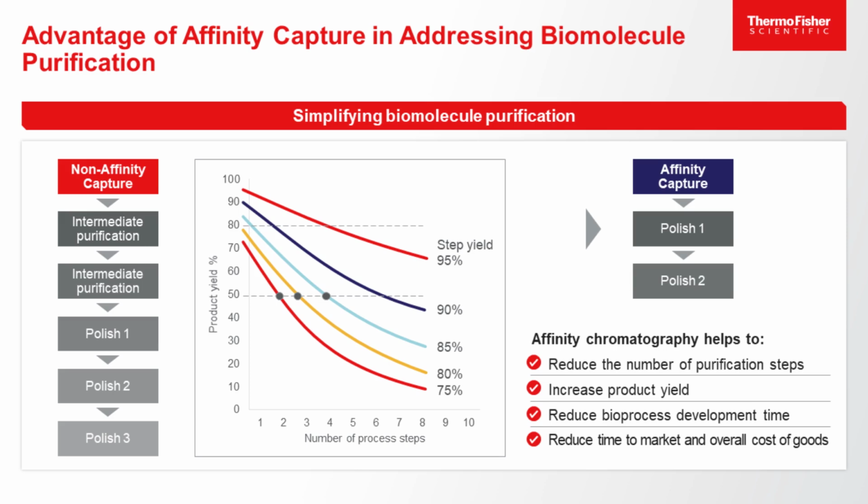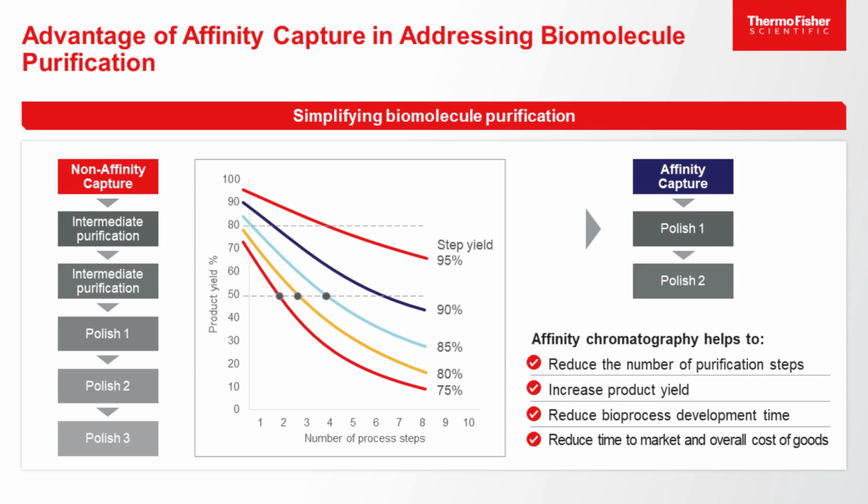If you look at this graph, on the left-hand side with a typical process flow, you can see that when you have non-affinity capture, you usually need multiple processing steps to end up with a pure product which can actually be used in clinical trials. And with every step, as the middle graph shows, in a process, you'll have a yield loss.